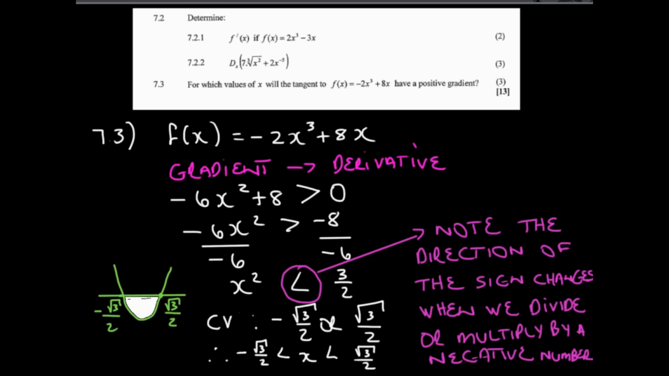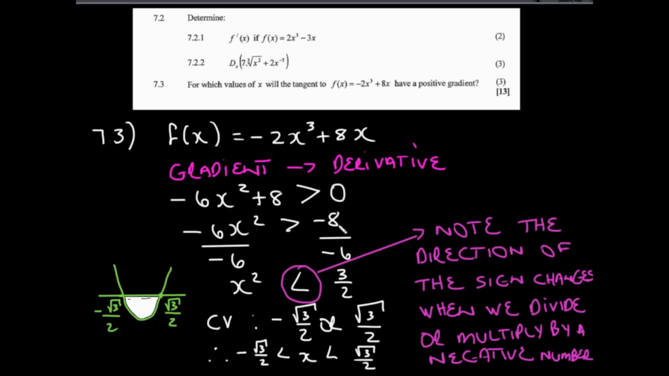Let's look at 7.3. 7.3 says, for which values of x will the tangent to f(x) = -2x³ + 8x have a positive gradient? Okay, so when we see the word gradient, we know that we need to take a derivative. So that's what we do. We take a derivative of the first expression. So that gives us -6x² + 8.